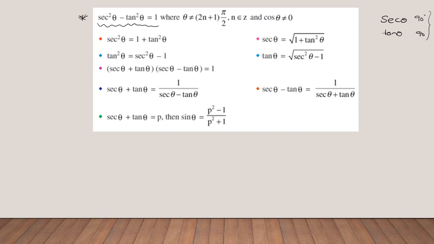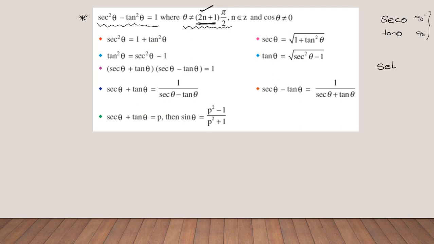This is nothing but the identity, and here the condition is theta should not be equal to odd multiples of 90 degrees. Here 2n plus 1 means odd number. So 2n plus 1 into pi by 2 means it should not be an odd multiple of 90 degrees. Then clearly we can say that it is an identity. Here we have a restriction that it should not be an odd multiple of 90 degrees. So secant square theta minus tan square theta is equal to 1.